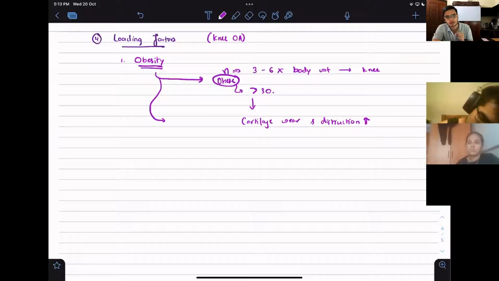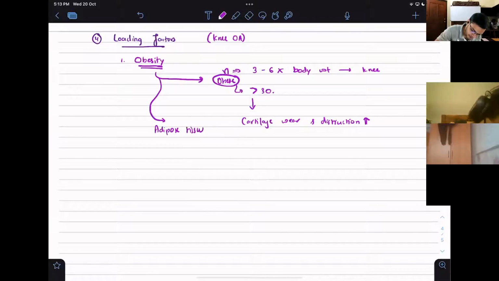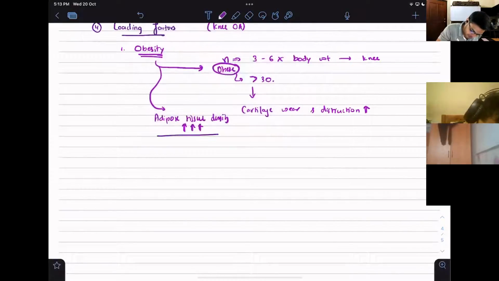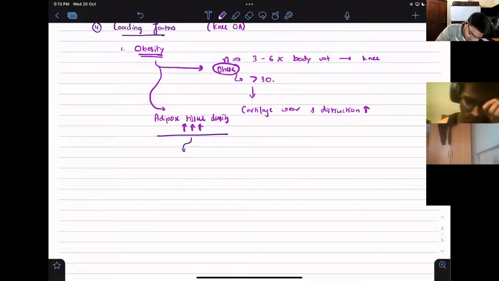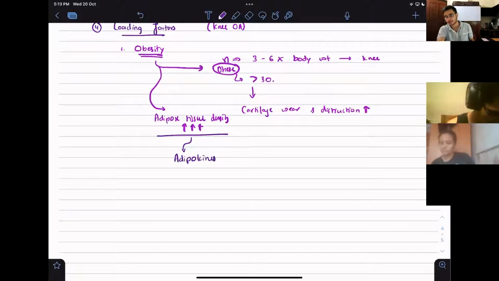In an obese individual, guys, what do you think about the adipose tissue density? Is it high or low? Obese individuals: high. Adipose tissue density is high. If adipose tissue density is high, look at what is going to happen. Our adipose tissue can produce something called adipokines. What are these adipokines? These are basically cytokines from the adipose tissue, so we call them adipokines.